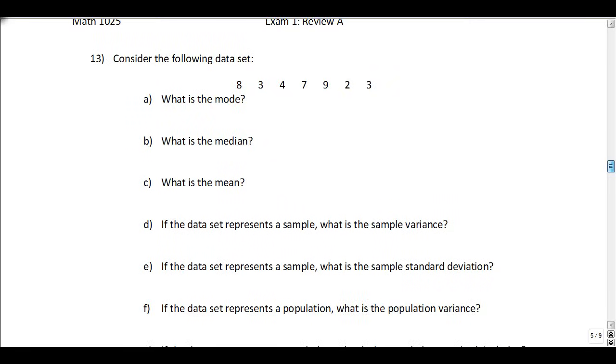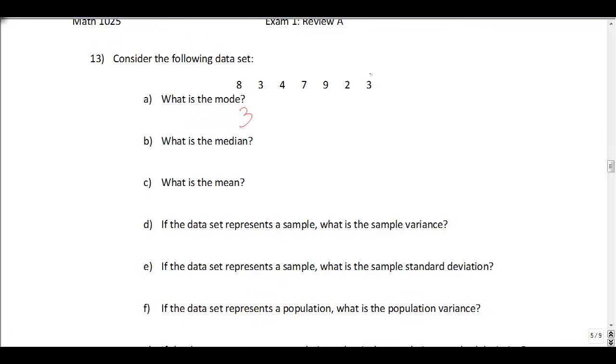Okay. Next one, we have a data set. We have to find the mode, the median, the mean, and some other things here, variance, standard deviation for sample and population. So first thing, mode, that's the most common number. In this case, we have 8, 3, 4, 7, 9, 2. There's 2 3s. So 3 shows up twice. No other number is repeated, so the mode is 3.